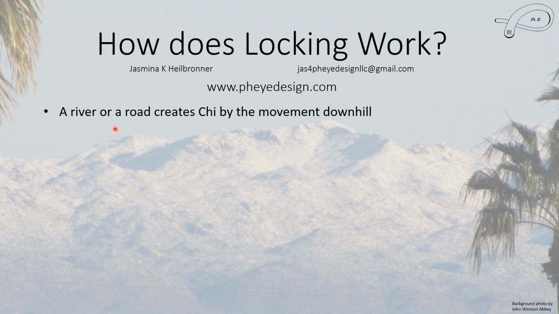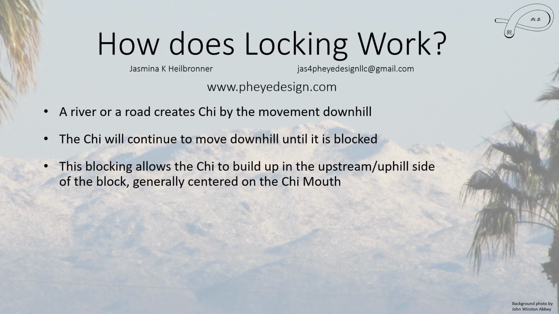Now, rivers and roads create chi by the movement downhill. There's energy involved in that movement, and that is what creates chi. The chi will continue to move downhill until it's blocked. And when it's blocked, it allows the chi to build up just upstream or uphill of the block. Generally, it'll be centered on the chi mouth when you have a locked chi mouth.